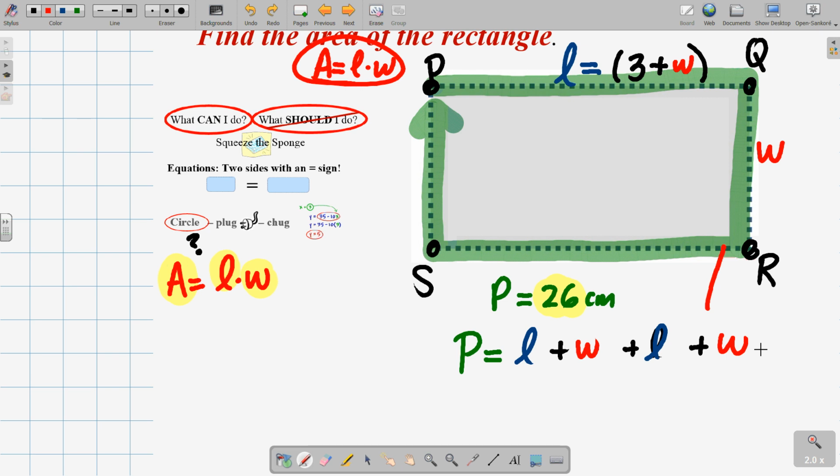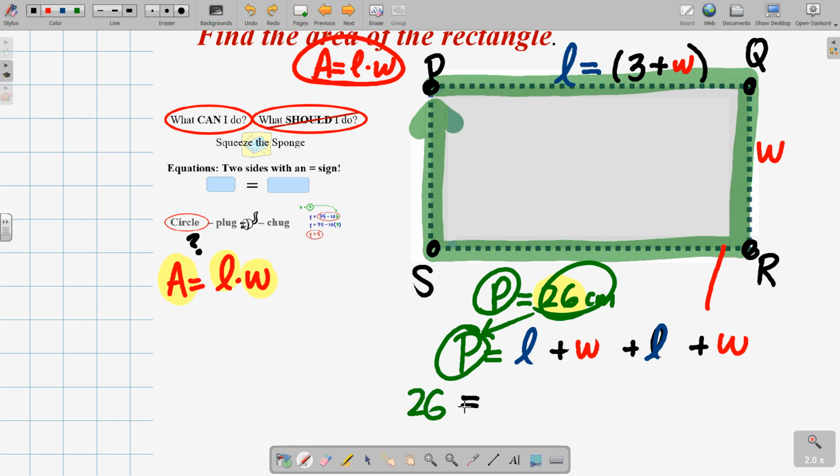Let's try circle, plug, and chug. How about we circle that P? What could we plug in? Circle the 26, plug it in. I could replace that perimeter with a 26.